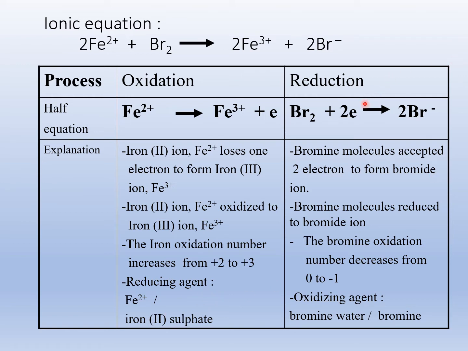Now we go to the second part, which is reduction. Bromine becomes bromide by receiving 2 electrons. So the bromine molecule accepts 2 electrons to form bromide ion. Bromine molecule is reduced to bromide ion. The bromine oxidation number decreases from 0 to -1. This is 0, this is -1, referring to the charge. So bromine has been reduced, and bromine is also known as the oxidizing agent. So the oxidizing agent is bromine water or just bromine.